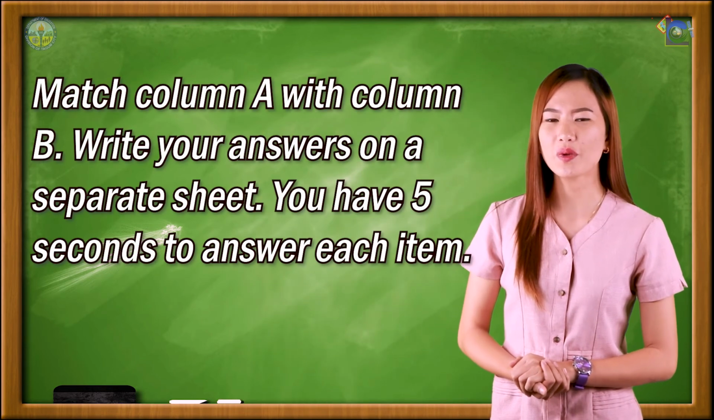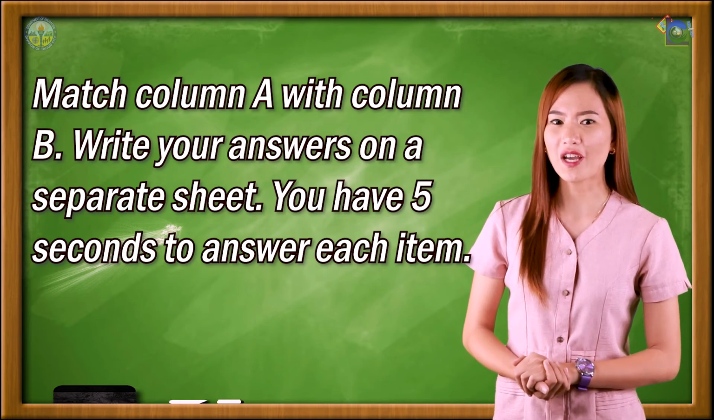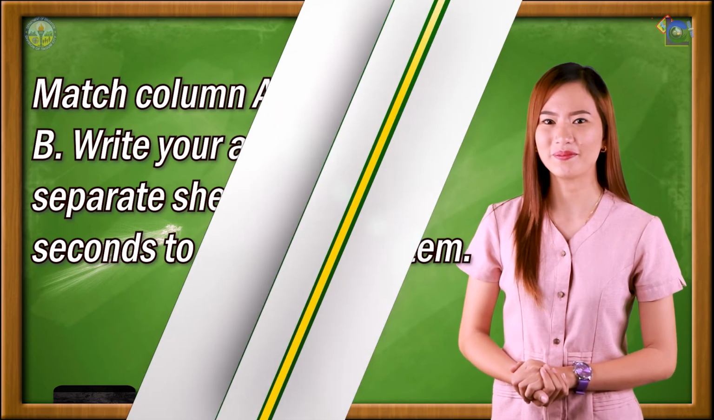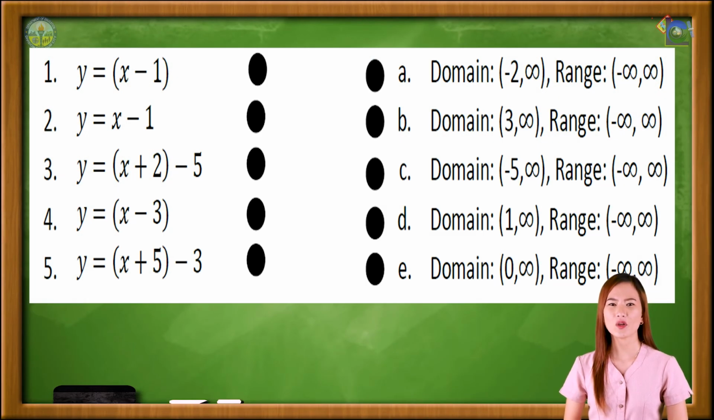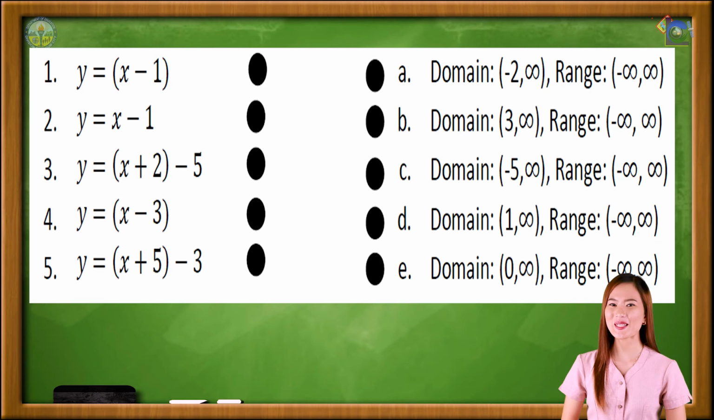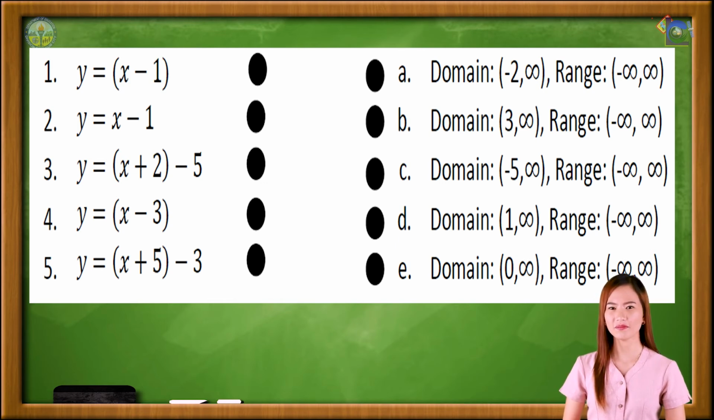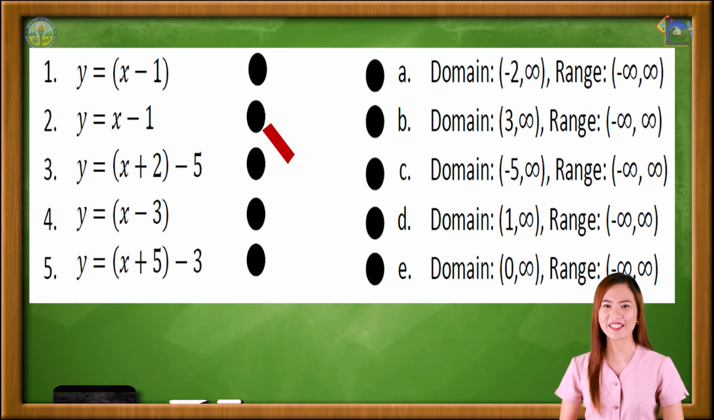This time, let us have another activity. We call it Match It. Match column A with column B. Write your answers on a separate sheet of paper. You have 5 seconds to answer each item. Number 1. y equals log of the quantity x minus 1. The correct answer is letter D. 2. y equals log x minus 1. The correct answer is letter E.